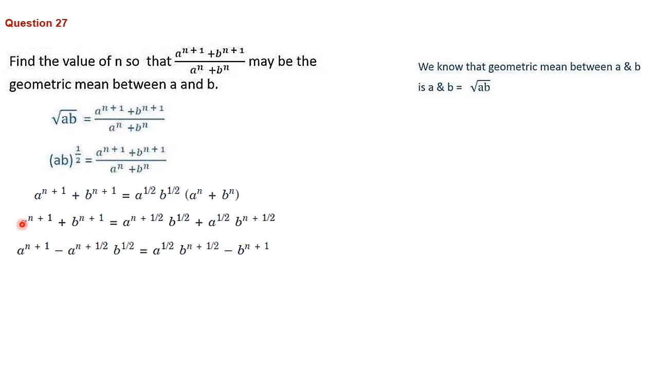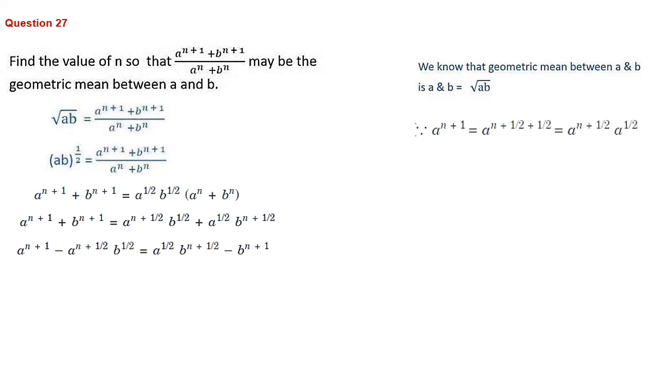Then here, a power n plus 1 minus a power n plus 1 by 2 b power 1 by 2 means this quantity we are taking to the left side. Okay, a power n plus 1 by 2 plus b power 1 by 2, this term we are bringing to the left side, it comes as minus. And the right side there is a power 1 by 2 b power n plus 1 by 2, and from the left side minus b power n plus 1 means this plus b power n plus 1 moves to the right side, it comes as minus.